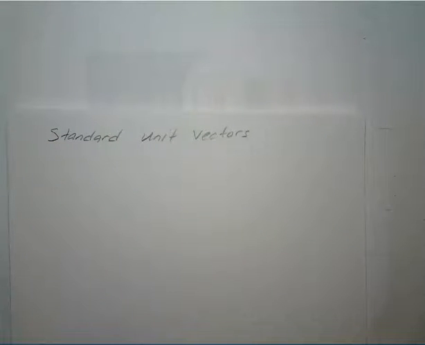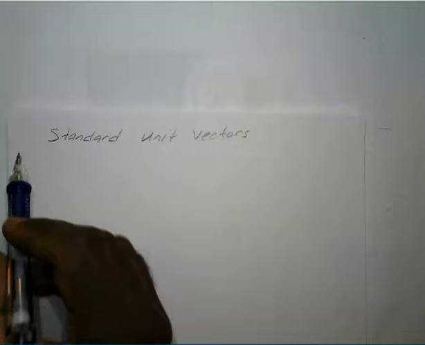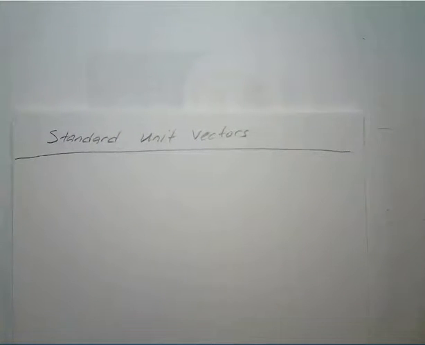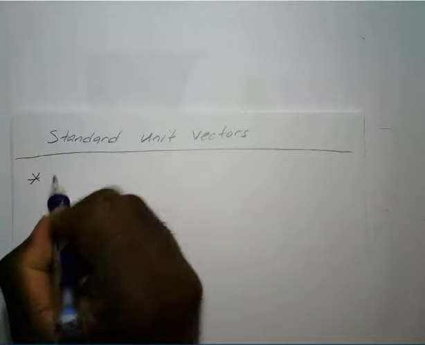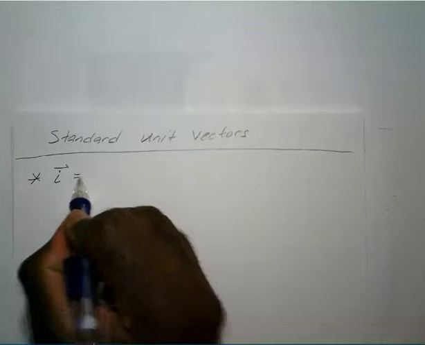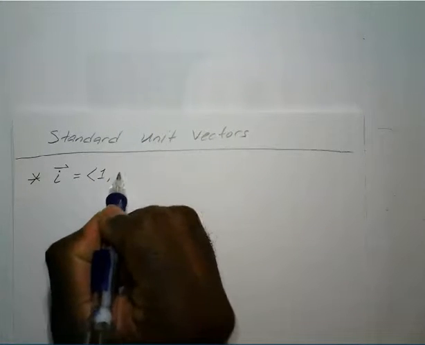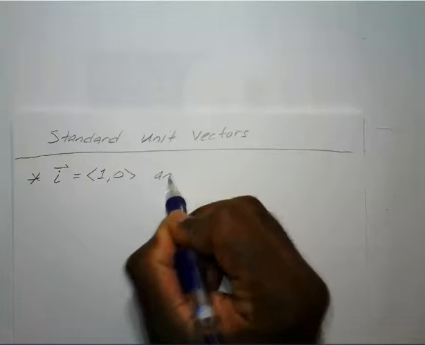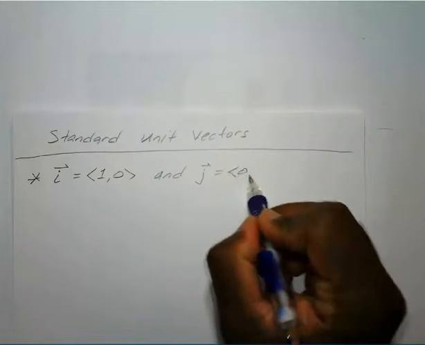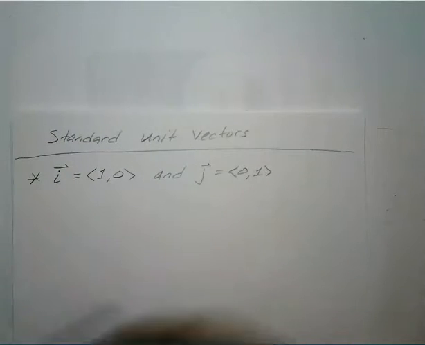Hello everyone. In this video we will be looking at standard unit vectors. To get started, I will show you what a standard unit vector looks like. It's our i vector, which is equal to (1, 0), and our j vector is the vector (0, 1). So you have (1, 0) and (0, 1), which is how it would look in 2 dimensions.